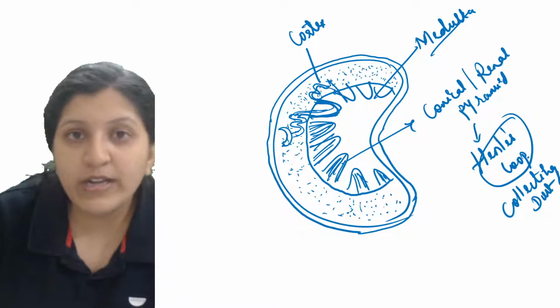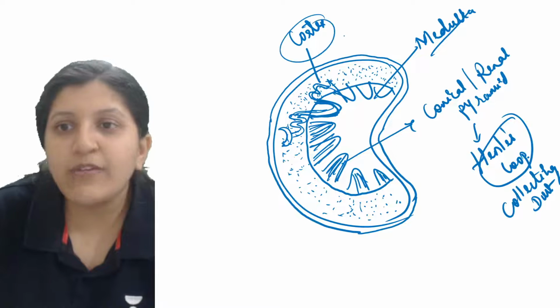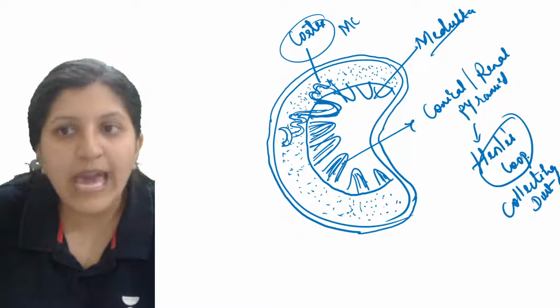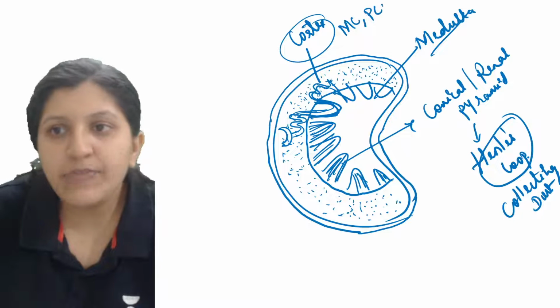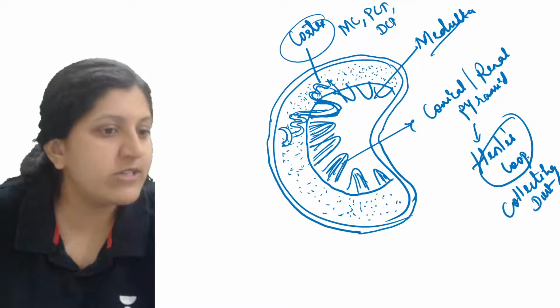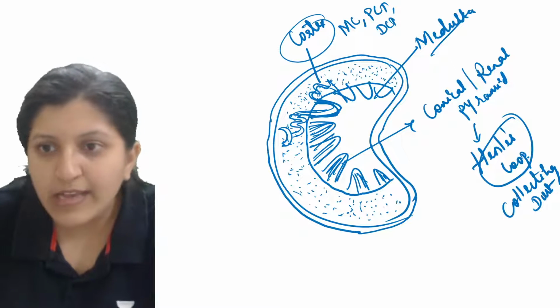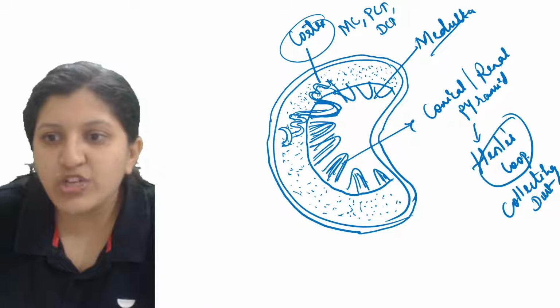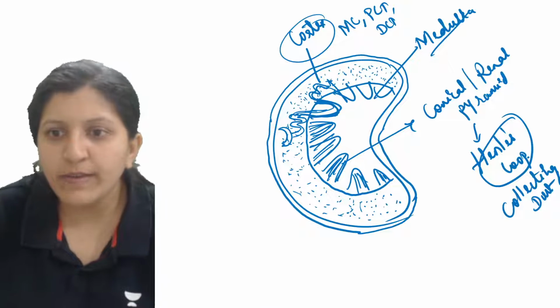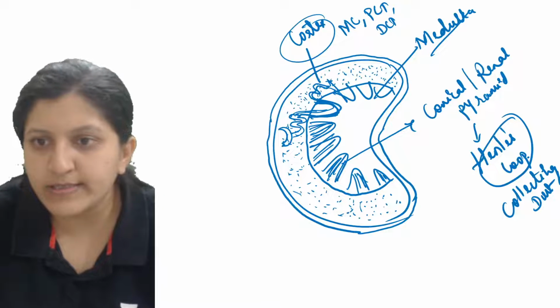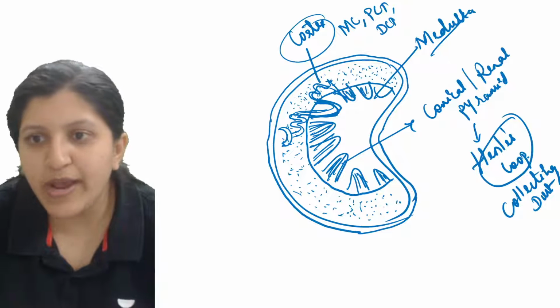Then what about the cortex? In the cortex you can find the Malpighian capsule, PCT and DCT. All this you can find, and that's the reason it gives the dotted appearance. And here you can find striations mainly. Okay, just a second, where is this cursor? Okay, so this is the striated appearance.